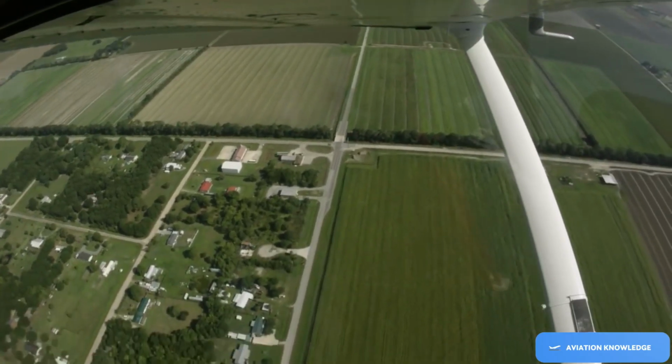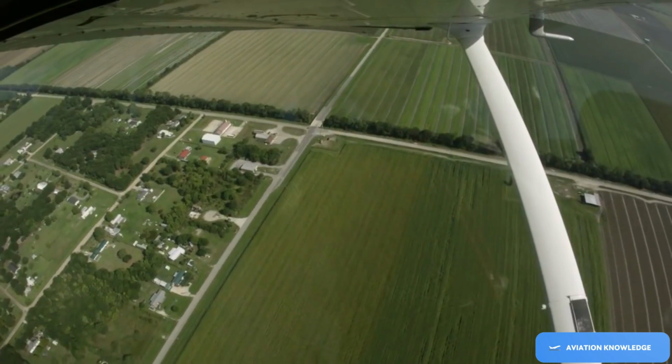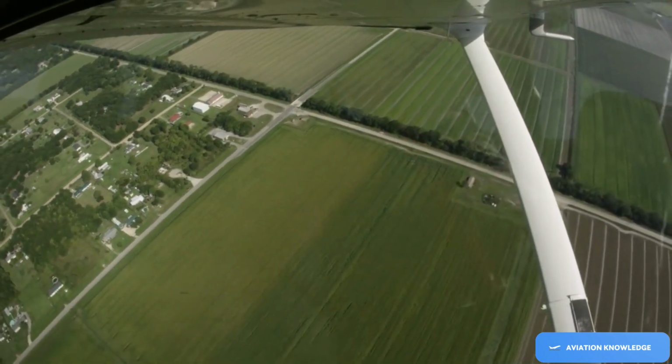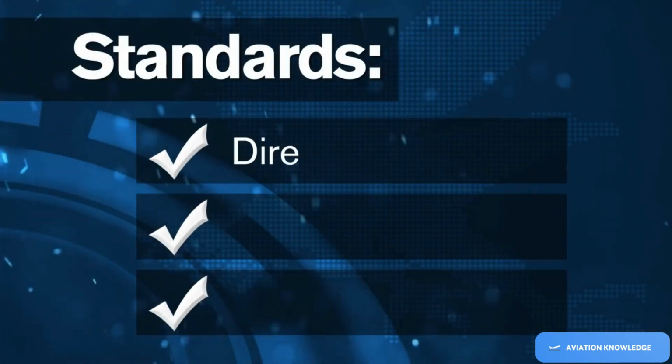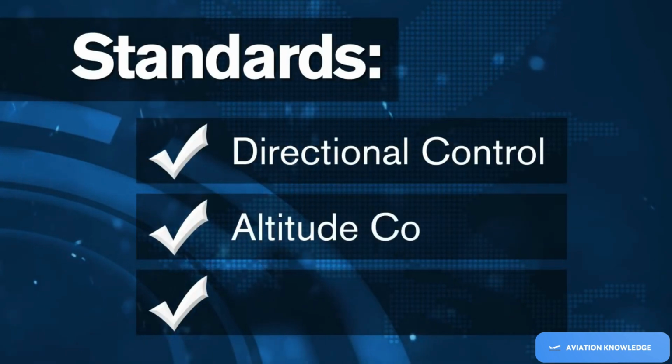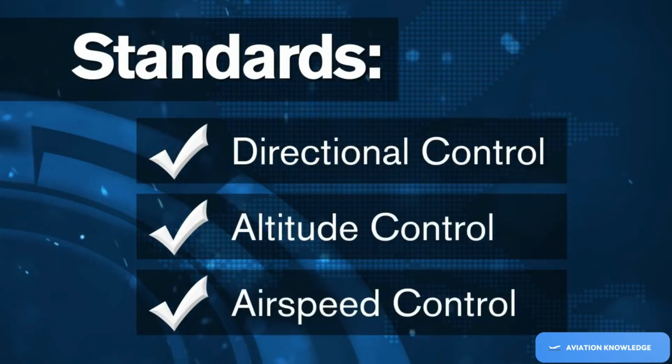In preparation for our first attempt at performing S-turns, we're going to take a few minutes to discuss the key elements of the maneuver. As with all other maneuvers, an S-turn has 3 main areas that the pilot needs to concentrate on: directional control, altitude control, and airspeed control.